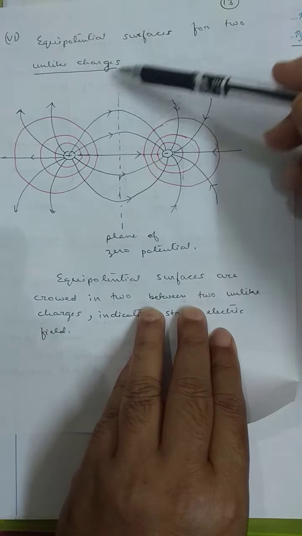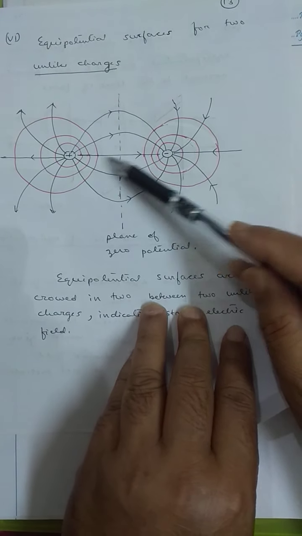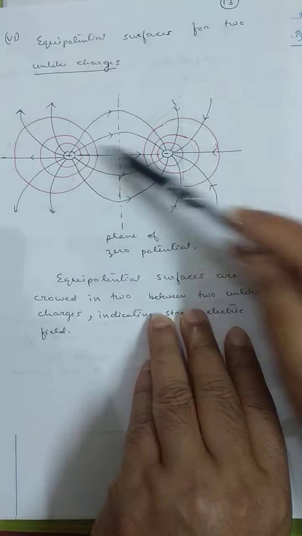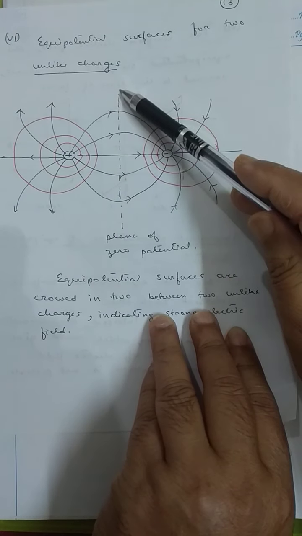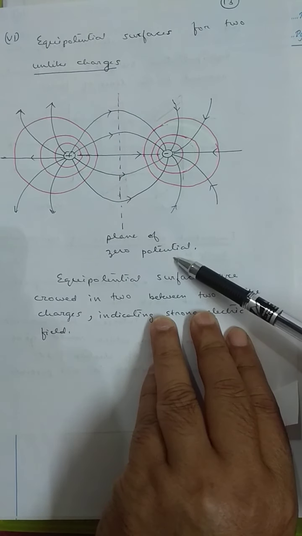But if you see in this particular situation, I draw a dotted line passing exactly through the midpoint of the two charges. So this line represents the zero electric potential.